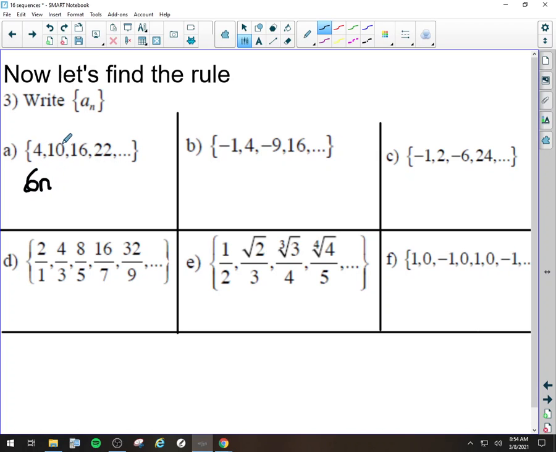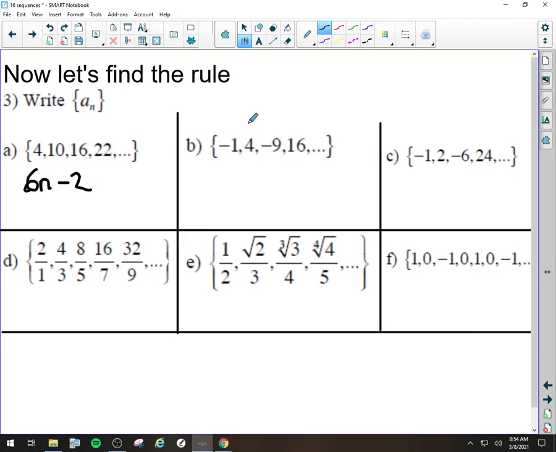6n, right? But I know that a sub 1 is 4 and a sub 2 is 10. So if I plugged in 1 here, I'd get 6. If I plugged in 2 here, I'd get 12. If I plugged in 3 here, I'd get 18. And 6, 12, and 18 are all 2 more than what we're seeing here. So a sub n would be 6n minus 2. Not the only way to do this, but that's a way to think about it.